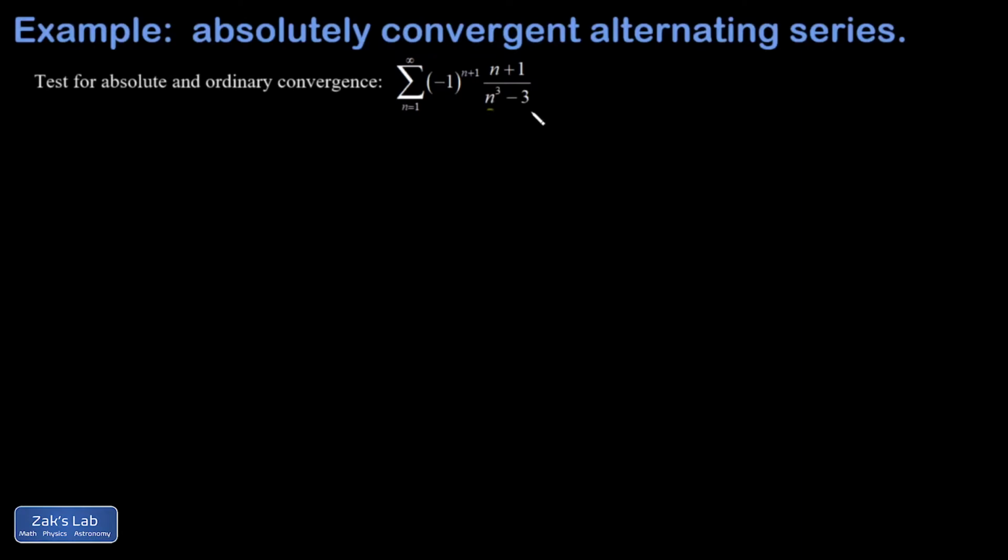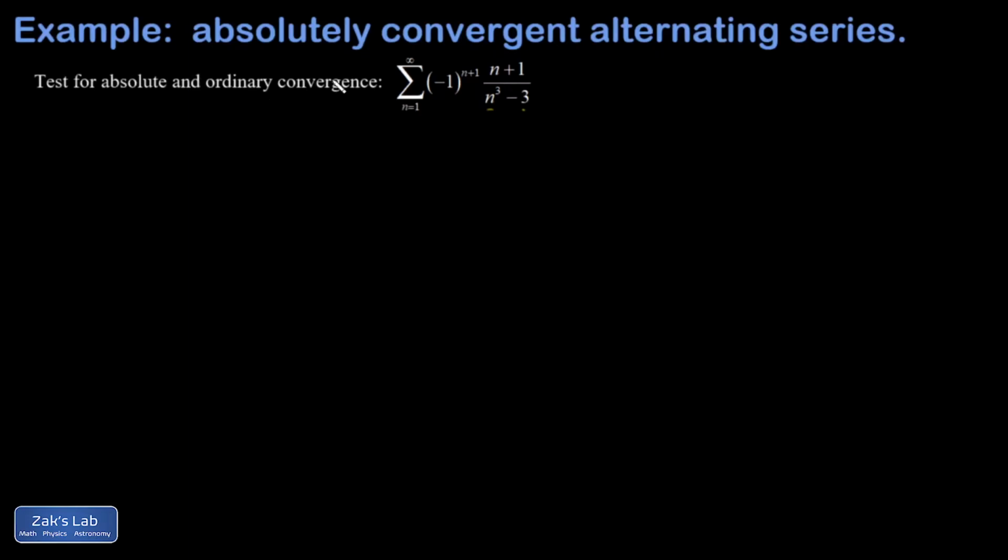and the problem here is that I have an n cubed minus 3 in the denominator, and that means when I plug in n equals 1, I get a negative number out of this. But then when I plug in n equals 2, I get a negative number again. After that, the signs are going to alternate. None of that matters for questions of convergence because it's the long-run behavior that matters when we're talking about convergence.